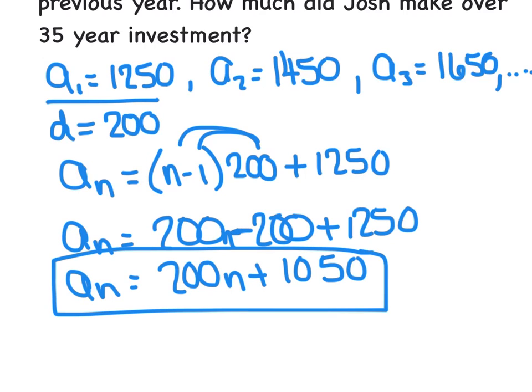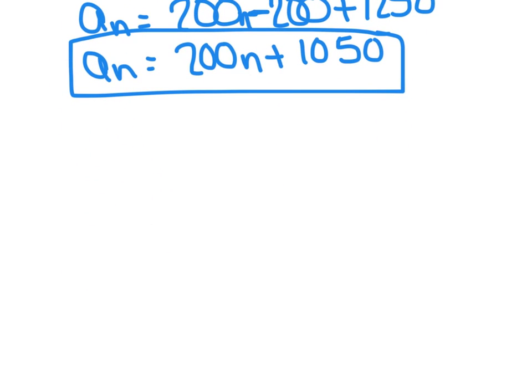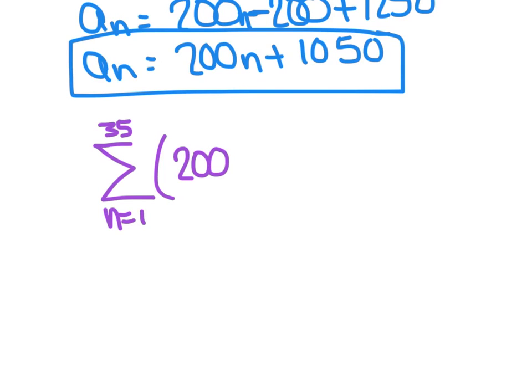We're ready now to add up how much he made over 35 years. And so now I'm going to introduce the summation sigma. We're going from 1 to 35. That's first year to the 35th year. And we'll wrap this bear up with parentheses. And then we're going to go evaluate it on our calculator.